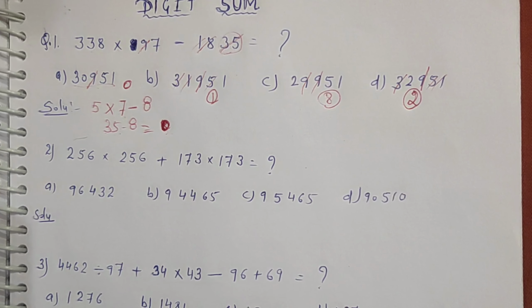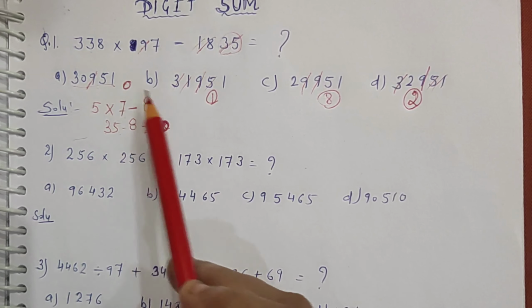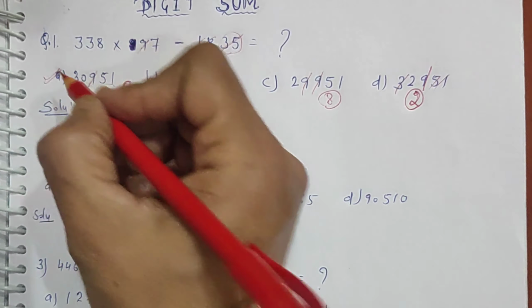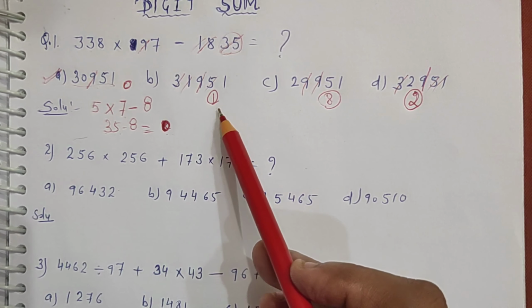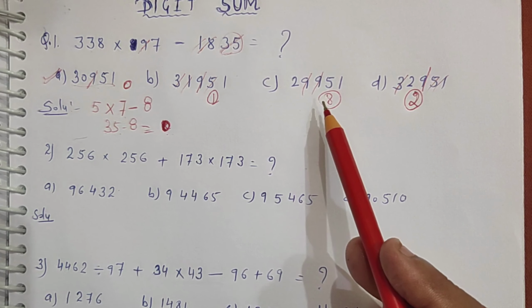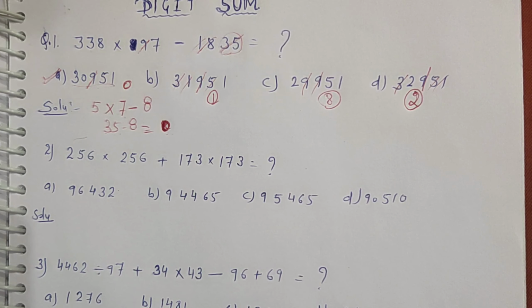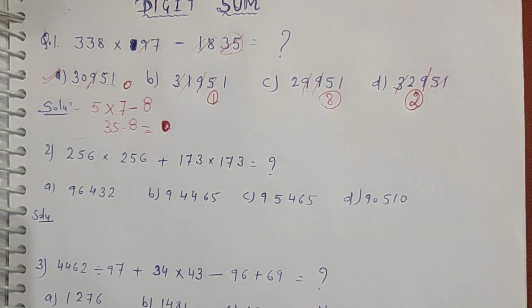So check here. My remainder is 0. This is matching with 0. Right? So my answer is the first one, because here I am getting remainder as 1, 8 and 2. So these cannot be my answers. Correct? Now let us start with the second question.